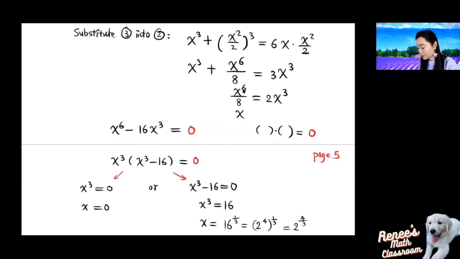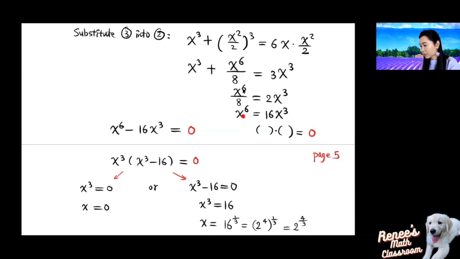When we substitute y equal to x squared over 2 into the right side of the equation, we will get 6x times x squared over 2. Simplifying that, we get x cubed plus x to the 6th over 8 equals 3x cubed. Now subtract x cubed on both sides. We get x to the 6th over 8 equal to 2x cubed. Now we multiply both sides by 8, and we come up with x to the 6th equal to 16x to the 3rd.